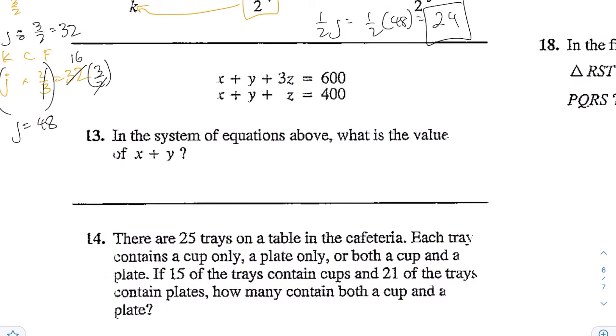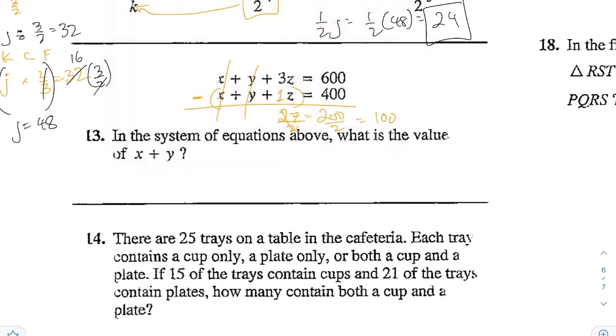All right, next for number 3. In the system of equations above, what is the value of x plus y? So here, to solve the system, you only have 2 equations for 3 variables, so you actually can't solve for all of them. However, if you subtract these 2 equations, because they're set up for elimination, x minus x and y minus y cancel out, and you have 3z minus 1z, and you get 2z is equal to 200. And once you divide by 2, you get that z is equal to 100.